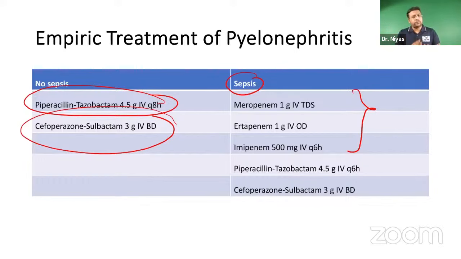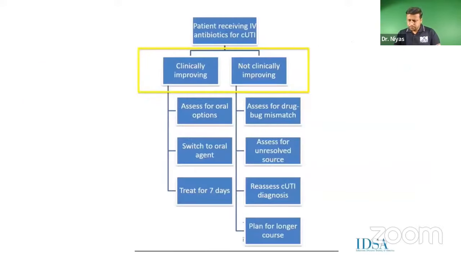Otherwise, in stable pyelonephritis, if you can wait before escalating to carbapenem, cefoperazone sulbactam, 3 grams BD, that is the dose, not 1.5 grams BD, or piperacillin tazobactam, 4.5 grams IV 8th hourly. Another dosing regimen is 3.375 grams given 6th hourly also. So these are the dosing regimens that you can use, and as for sepsis, we have already mentioned.